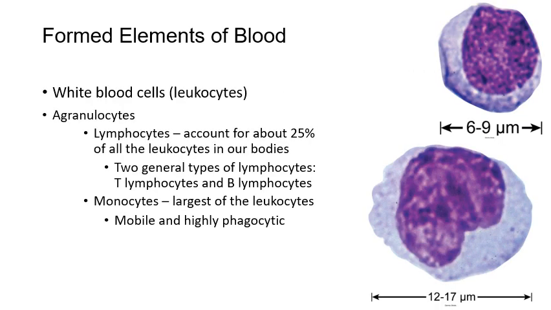Right, and then moving on to the agranulocytes. So two types of agranulocytes here, the lymphocytes, of which we have two types, your B lymphocytes and your T lymphocytes. So these guys are important for your specific immune response. And then monocytes, which are your super large white blood cells. So these are the biggest white blood cells. They're incredibly phagocytic. Their job is just to swim around and eat bad guys.